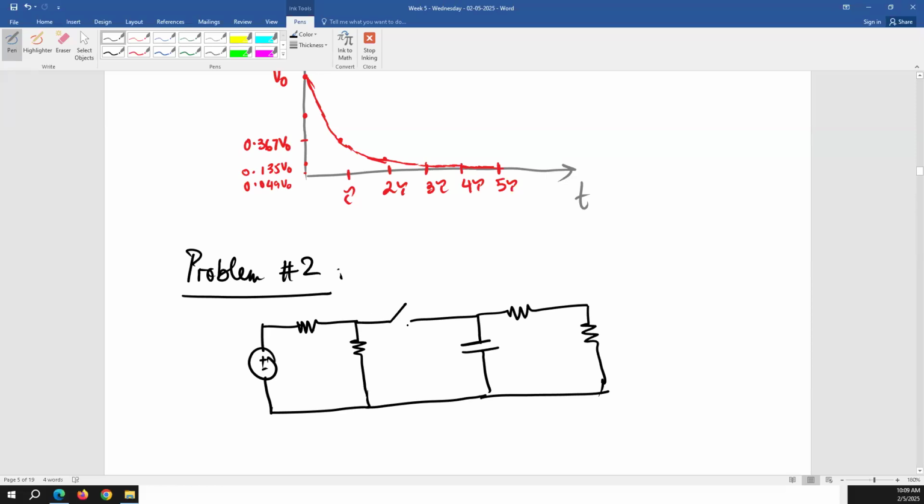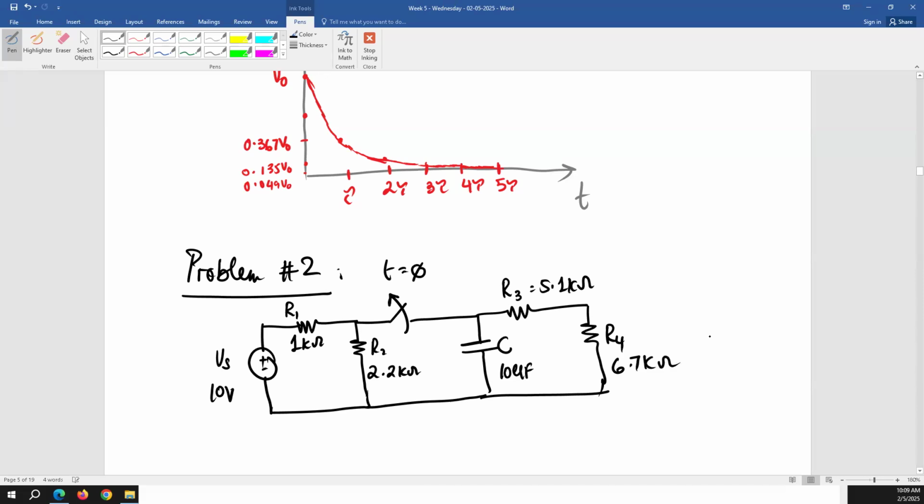Okay, so you have a switch that we will assume is going to open up at t is equal to 0. You have a voltage source, call it 10 volt, R1, 1K, R2, 2.2 kilo ohm, capacitor is 10 microfarad, R3 is 5.1 kilo ohms, and R4 is 6.7. Usually you can find these values of resistors, so just using some practical values.